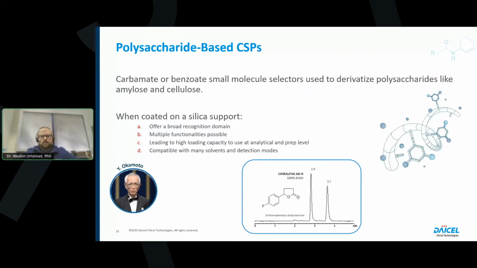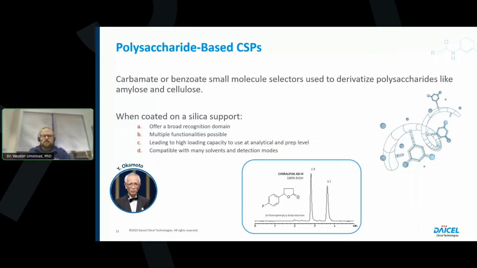The one that, of course, Nicel is most famous for, the polysaccharide-based phases, principally developed and investigated by Yoshio Okamoto, shown down here, are based on either carbamate or benzoate small molecule selectors used to derivatize polysaccharides like amylose and cellulose. Those are the two biggest ones, but also things like chitin have been used in some literature as well.